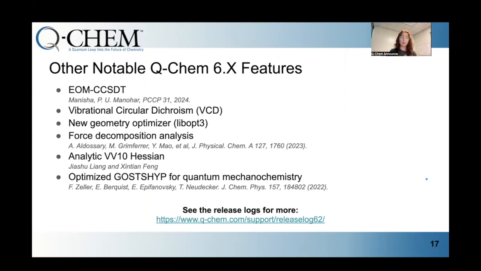So going through a couple of other notable Q-Chem 6 related features, there's this EOM-CCSDT implementation. They actually just published this paper earlier this month, I think, so congratulations to them. We also have a VCD implementation, which was worked on by Kuan Yu in the Q-Chem office. We also have a new geometry optimizer that was rolled out with 6.0. That's LibOPT3, which I mentioned earlier. It is a modernized geometry optimization library for Q-Chem, and a lot of hard work has been put into fleshing that out, developing it, and optimizing it to make it faster.